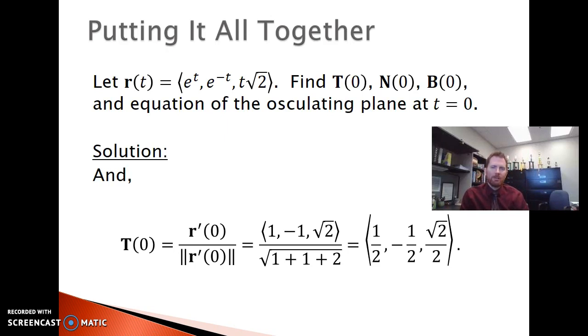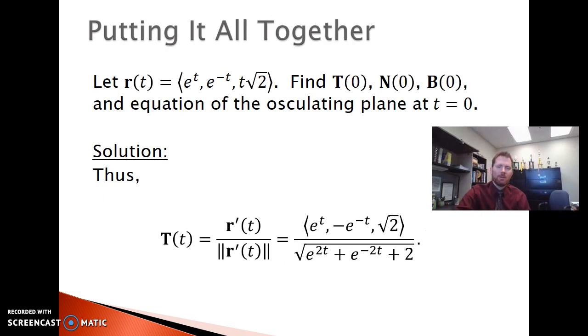But we're going to progress now to finding N(0). N(t) was defined to be T prime of t divided by the magnitude of T prime of t. I cannot do anything with T(0) to find N(0). I must go back to my expression for T(t) and find the derivative of this. And this is the point where I have to point out that it will take some time.